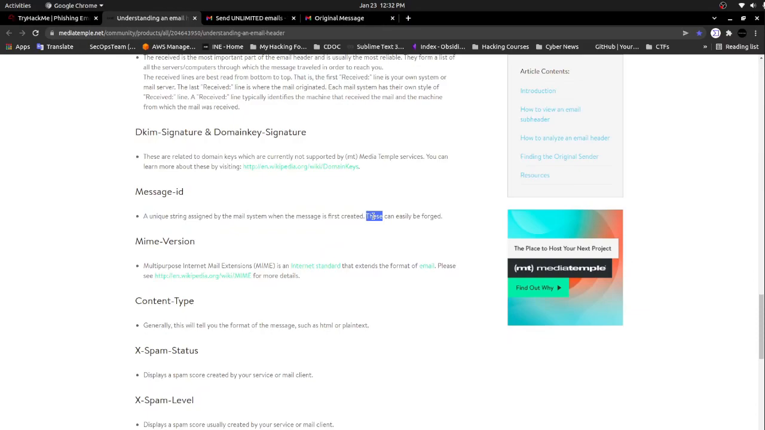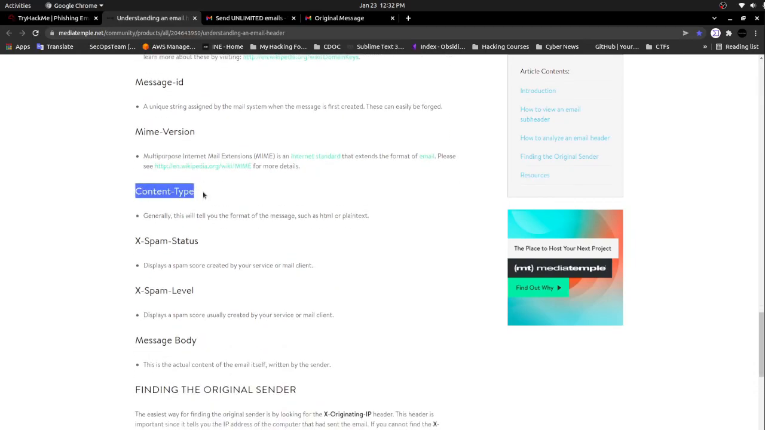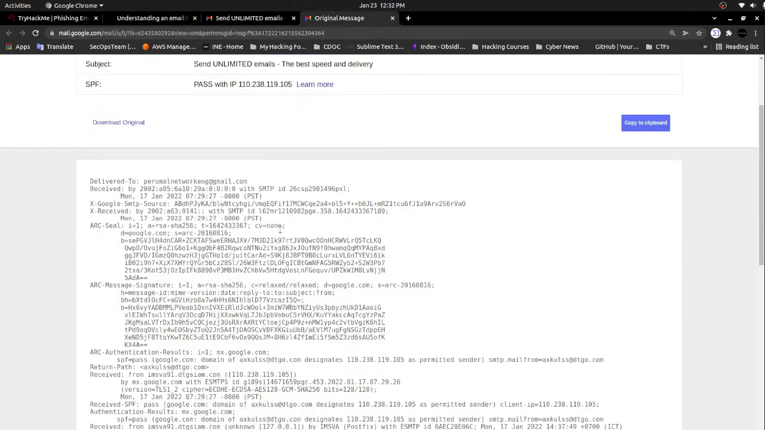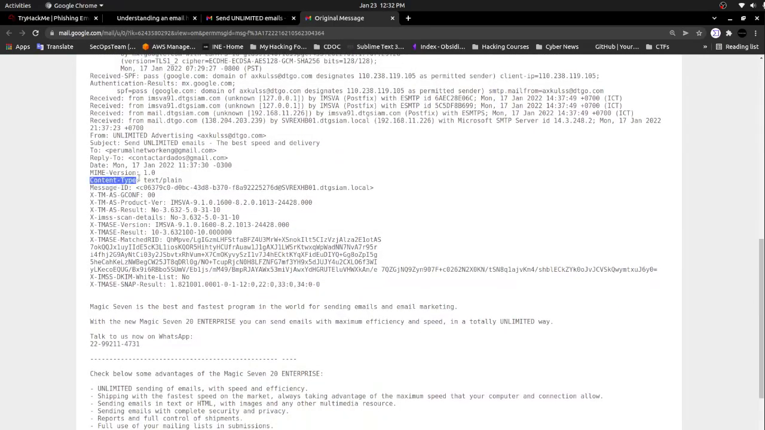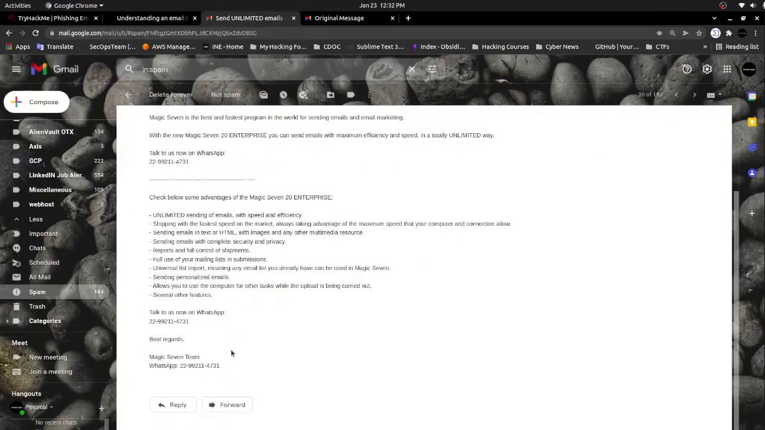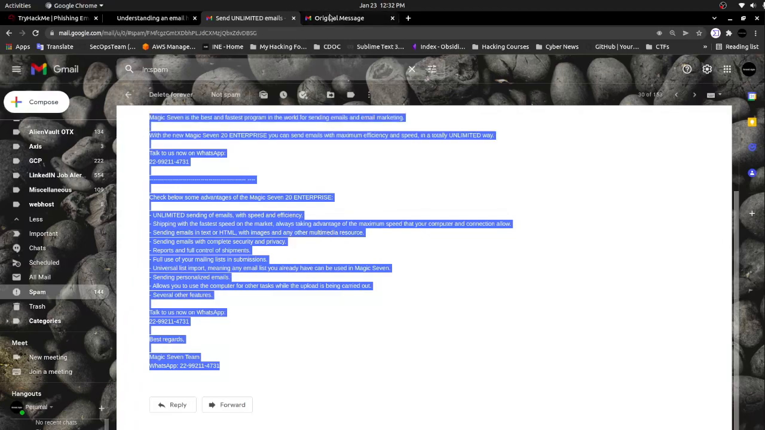I mean, it's not always the case that the time of the email sending and the recipient timing must match, because in the email life cycle, every email is stored in the recipient's POP3 or IMAP server. From there the recipient retrieves the email. So the time of retrieving might be different. And here you can see the DKIM and DomainKey signature. These are related to domain keys, which are currently supported by MailChimp services. So this is another email security feature like SPF.